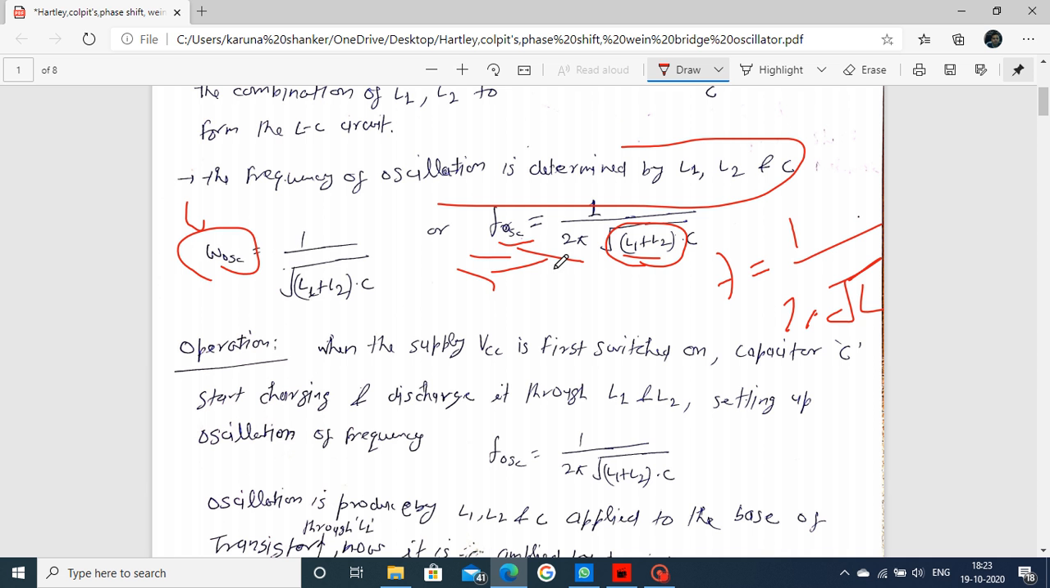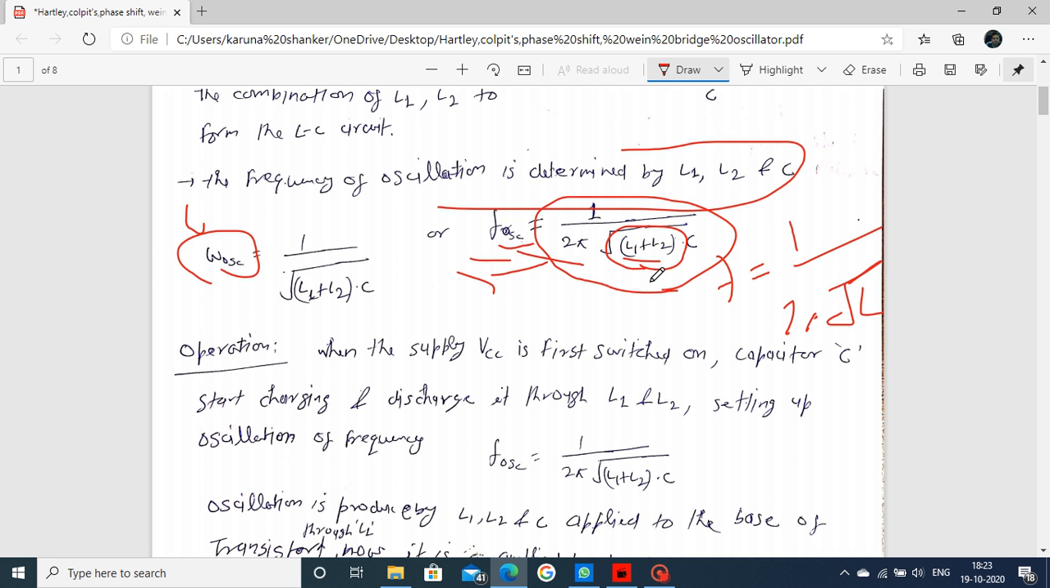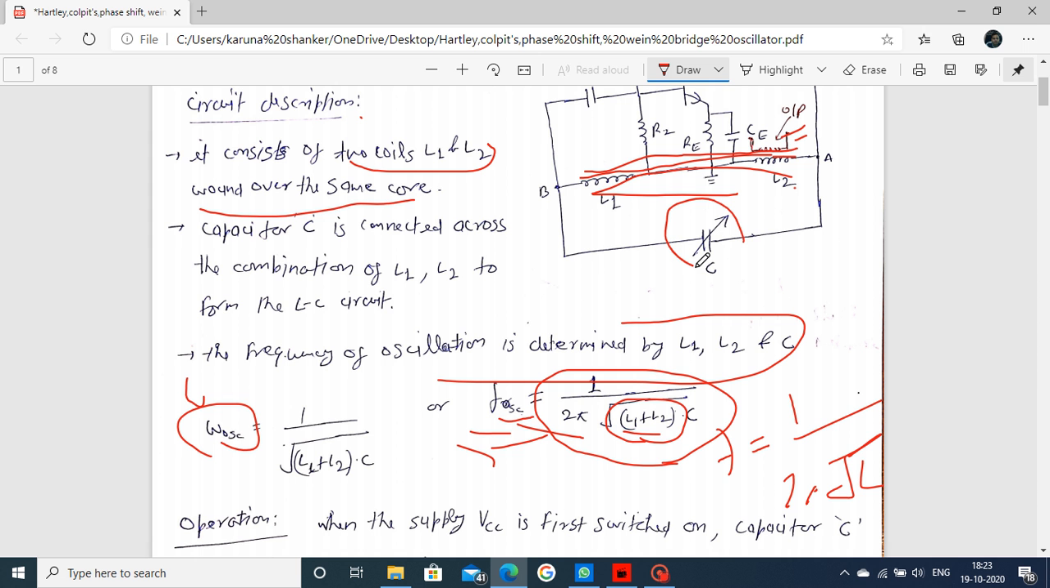This is the oscillatory frequency. Whatever particular frequency is generated, if you want to change it, you change it using this variable capacitor, and the particular frequency is produced.